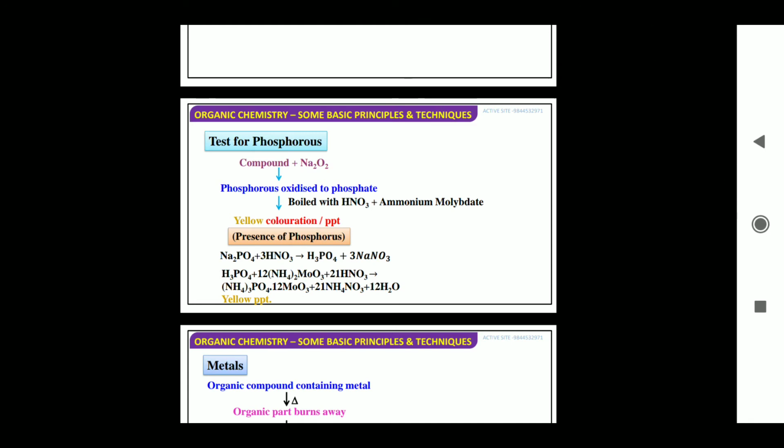Moving on to the next one, that is test for the phosphorus. When compounds react with sodium peroxide, it results in phosphorus getting oxidized to phosphate, and when it reacts with nitric acid and ammonium molybdate, it results in the formation of a yellow colored precipitate. So these are the various tests which have been used for the detection of various elements like phosphorus, sulfur, chloride ions, halogen atoms.